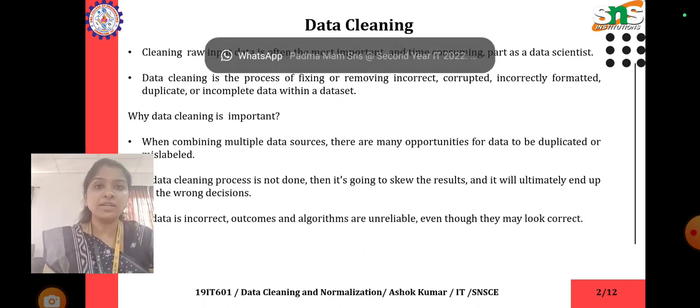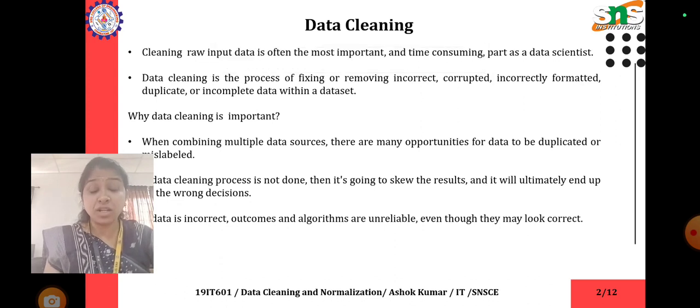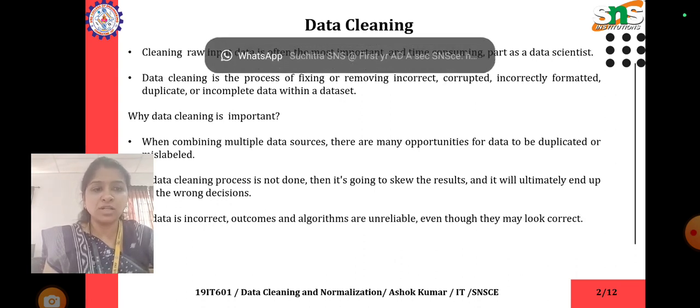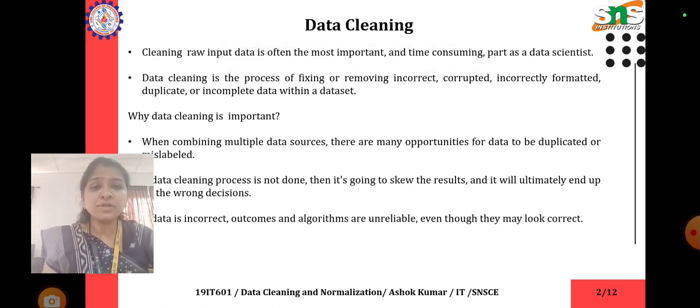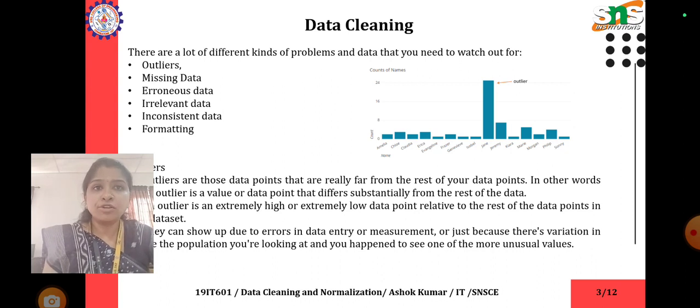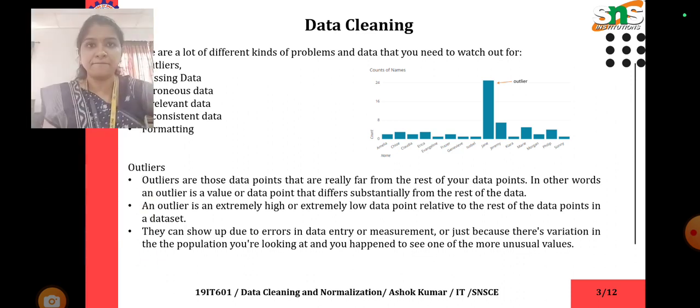set. Why is data cleaning important? When combining multiple data sources, there are many opportunities for data to be duplicated or mislabeled. If the data cleaning process is not done, it's going to skew the results and ultimately end up with the wrong decisions. Whenever the data is incorrect, outcomes and algorithms are unreliable, even though they may look correct. So there are a lot of different kinds of problems in data that you need to watch out for. One is outliers, missing data, erroneous data, irrelevant data, inconsistent data, and formatting.